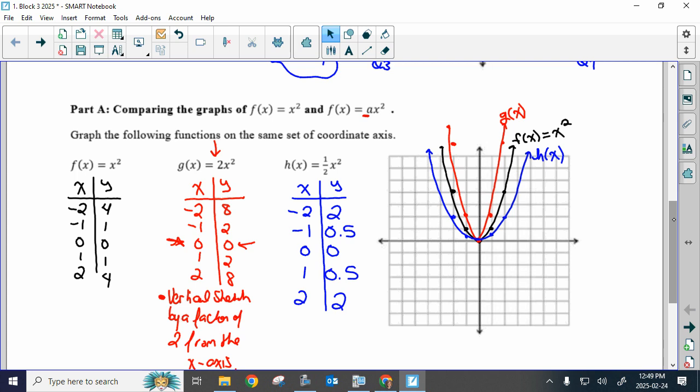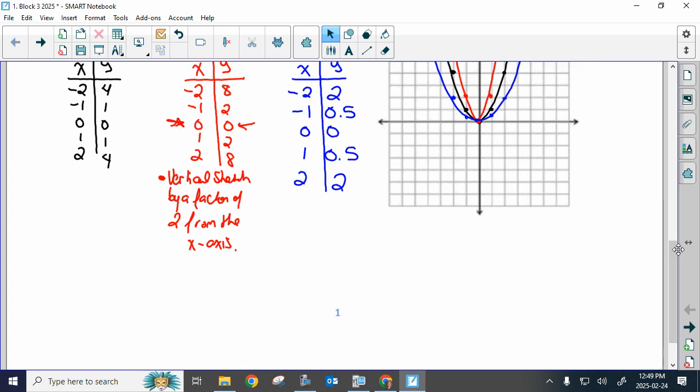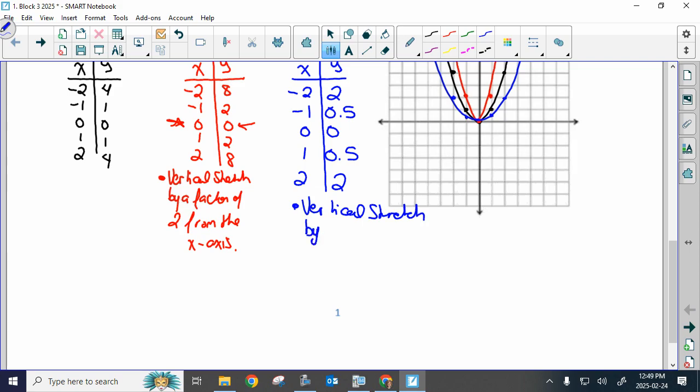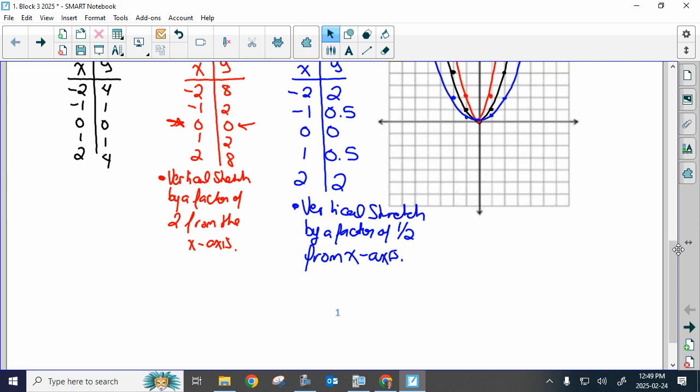Making it appear wider. So the way we describe it for this guy, from f of x, we would describe this as a vertical stretch by a factor of 1/2, and then we have to say from the x-axis. The reason we have to use this language is there is no horizontal stretch in this course, but in 30-1 there's going to be a horizontal stretch, and we're going to be pulling from the y-axis.